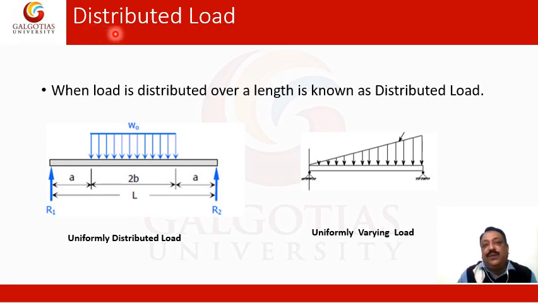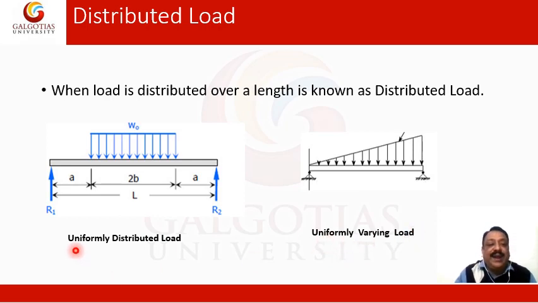The other kind of load, which is not the concentrated load or point load, is known as distributed load. In a distributed load, a load is applied over a length. When the load is distributed over a length, then it is known as a distributed load. It means the force vectors are acting over the length or the span of the beam. Once again, the distributed load can be of two types. One is the uniformly distributed load, and the second one is the uniformly varying load.